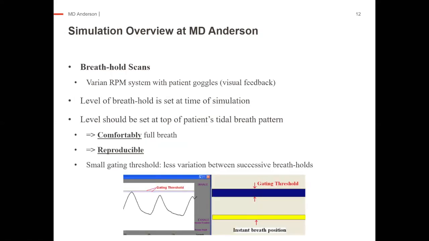So for our system, we use Varian RPM. We do have a visual feedback for the patient, which is goggles. So we set their breath hold at the time of simulation. So you have the RPM block on the patient. You can see the motion with the breathing trace.